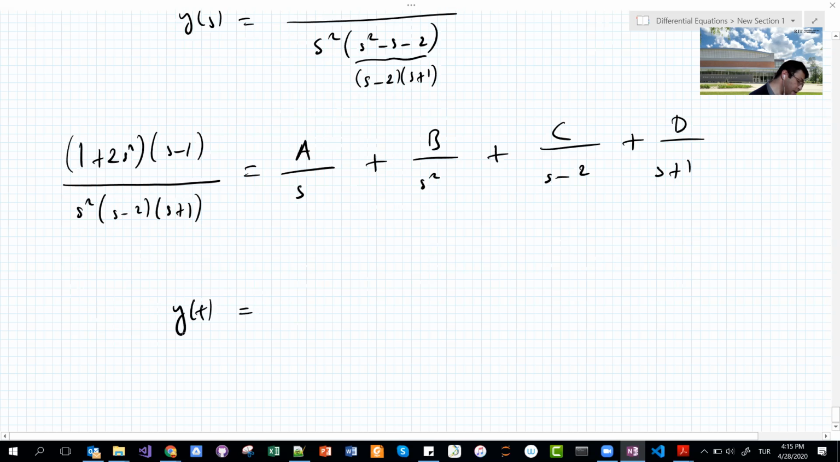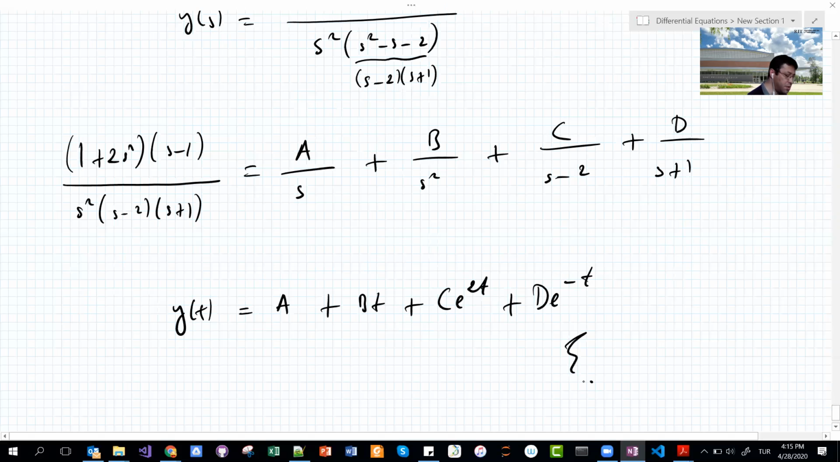And then if I take these inverses, as you see, a over s is going to be equal to a after taking the inverse, and then bt plus ce to the 2t plus de to the negative t is going to be my solution to this integro-differential equation, okay? So you just need to find the coefficients using the partial fraction techniques, and that's going to be your solution after finding the inverse Laplace.